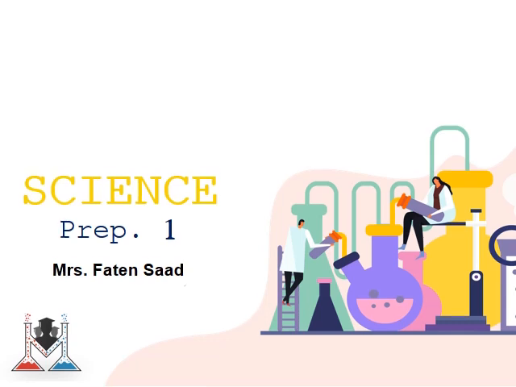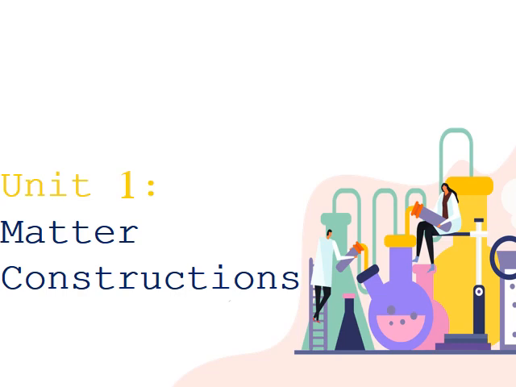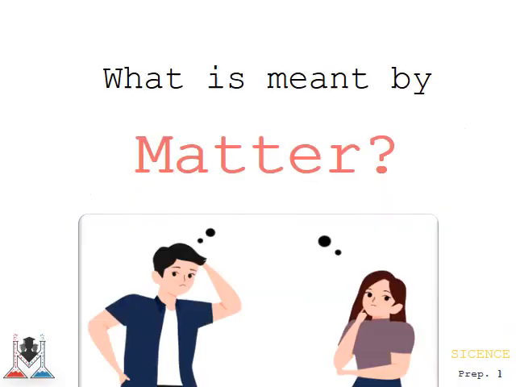Today we are talking about Unit 1, Matter Constructions. So we will study matter in details. So what is meant by matter? Anything around us is matter. Your bag is matter. Your chair is matter. Your pen is matter. Your mobile is matter. And even you are a matter.